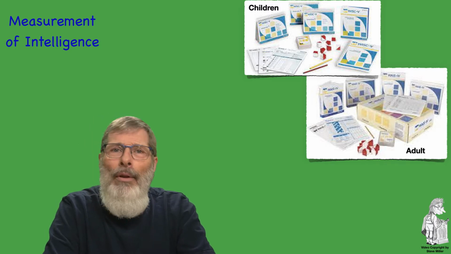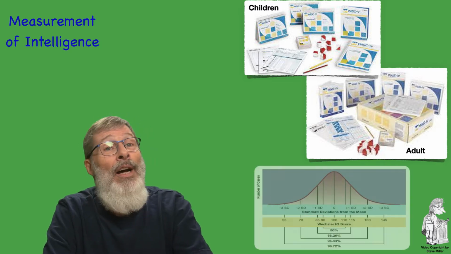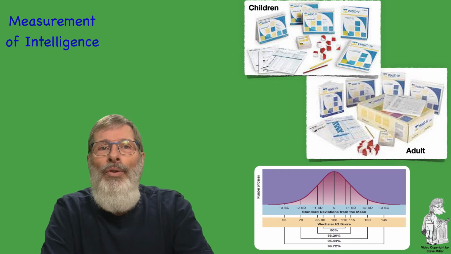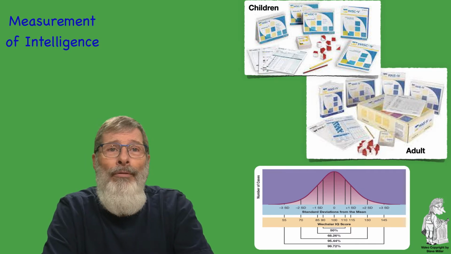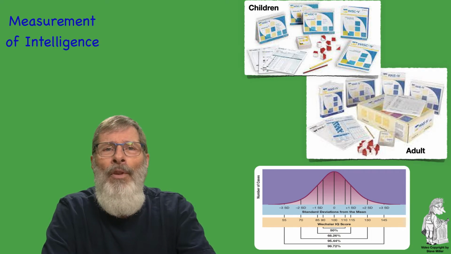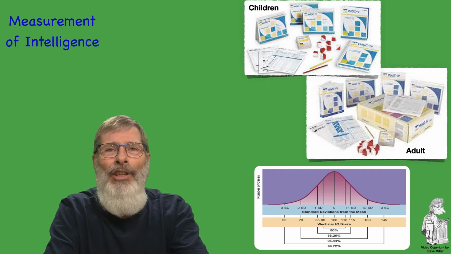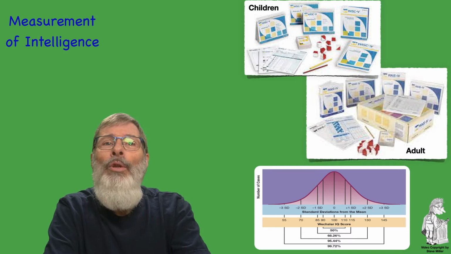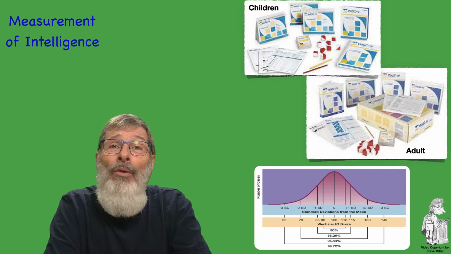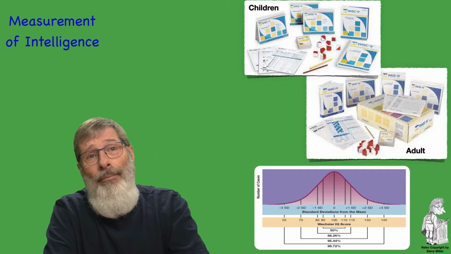The average level is defined as an IQ score of 100. IQ scores were distributed so that the middle 50% of them were defined as the broad average, and that was a range between 90 and 110. Only 4% of the population have an IQ above 130 or below 70.